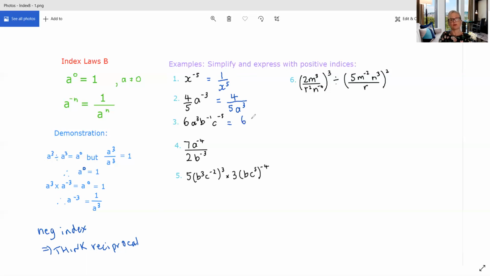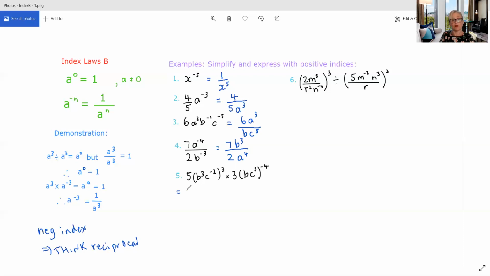Okay, let's have a look at this next one. 6a cubed, well that's all right. That's just 6a cubed. B to the negative 1, c to the negative 5. That's the same as having b to the 1, or just b, in the denominator, and c to the 5 in the denominator. Negative index, think reciprocal. Okay, the 7 and the 2 aren't going anywhere, but we've got an a to the negative 4 in the numerator. That's the same as an a to the 4 in the denominator. A b to the negative 3 in the denominator is the same as a b to the positive 3 in the numerator. Okay, reciprocal is the word to remember.